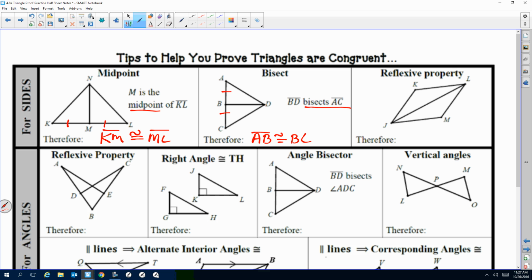All right, and then reflexive property. When do we use reflexive property? Shared sides or angles. Do we have a shared side? Yes, so we're going to write or show that shared side as a reflexive property. JL is congruent to JL, or you can say LJ, but it has to be stating the same side. All right, so that's sides.